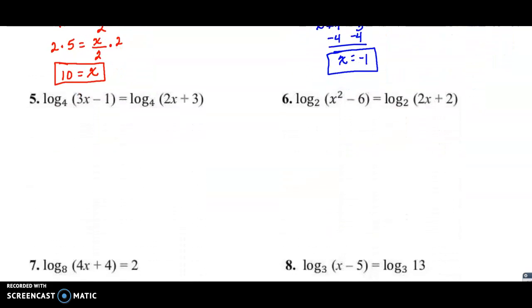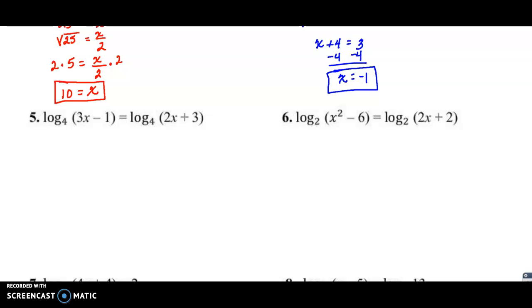All right. So on number 5, notice this time in your equation, you have a log on the left and you have a log on the right. So we're using the property that we just talked about at the beginning. When I have a log base 4 equal to a log base 4, then I know this part must be equal to this part. So that gives me a quick equation of 3x minus 1 equals 2x plus 3. And I can solve, subtracting my 2x from both sides and getting x, adding my 1 to both sides and getting 4. Make sure you still double check.